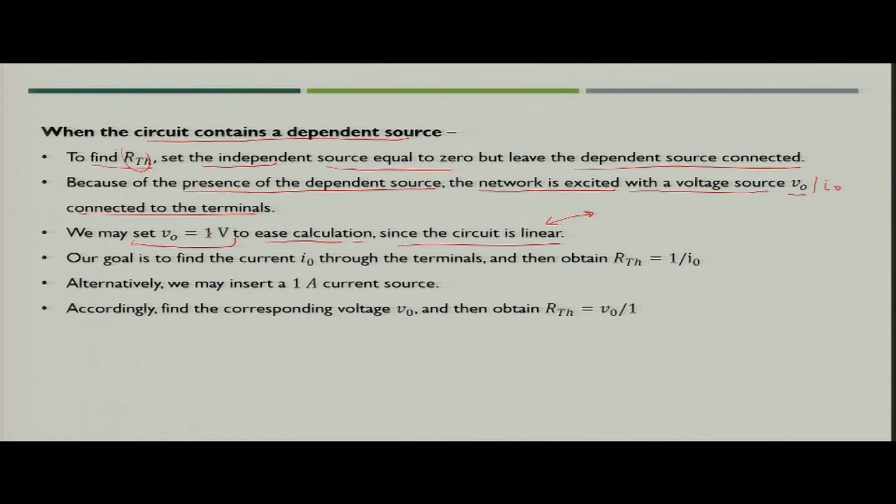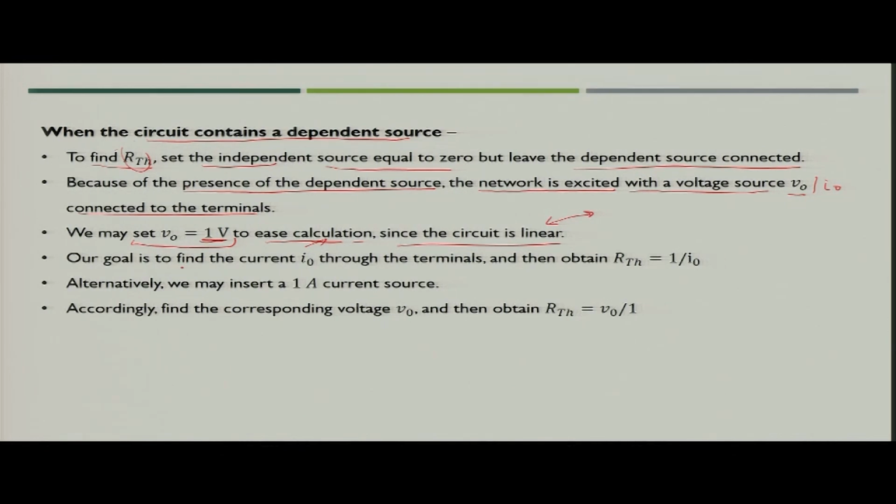So, whether it is 1 volt or 10 volt, the response of the circuit will be scaled up accordingly, and being a linear circuit, it is very easy for us to apply any voltage which we want across the terminal, but the easiest is 1 volt because it makes calculations easier.